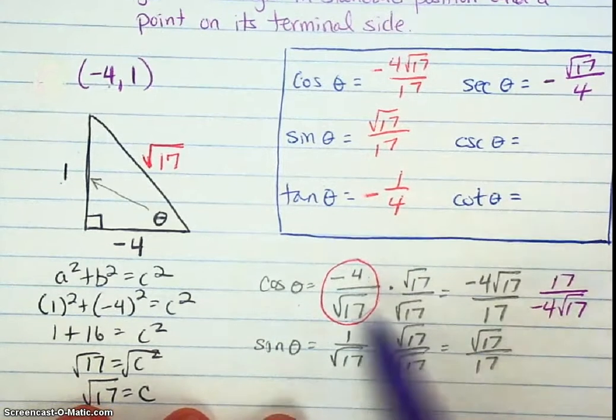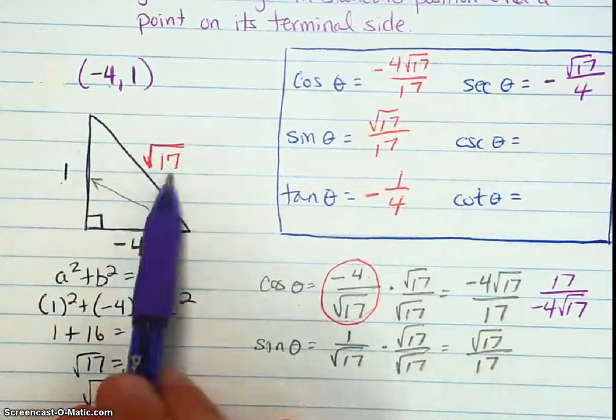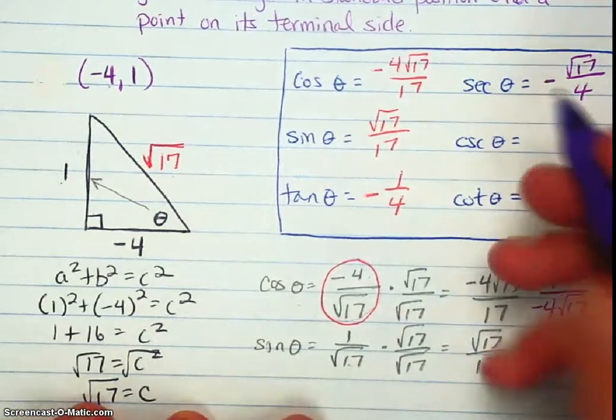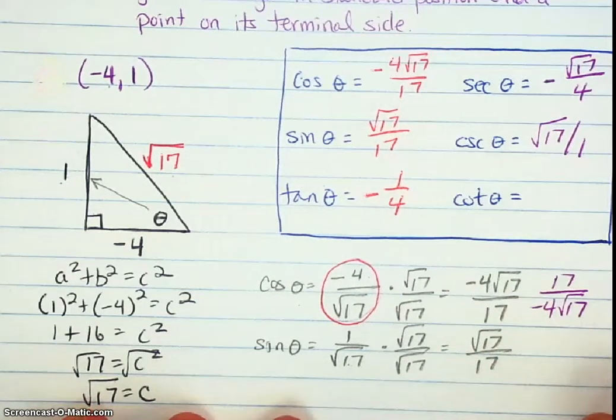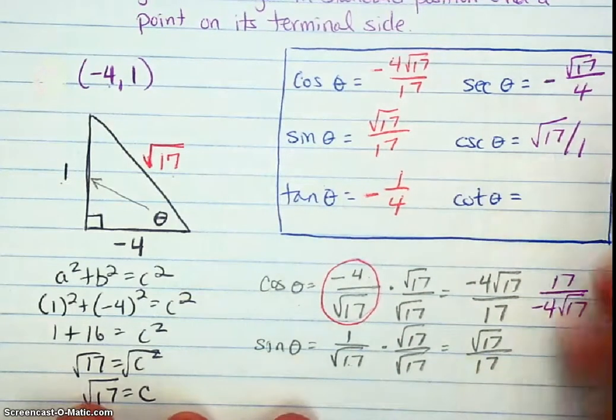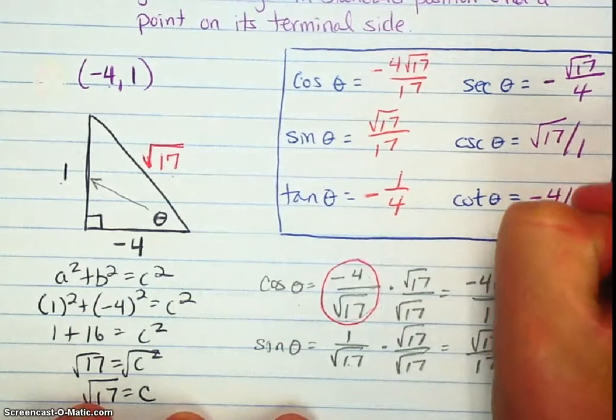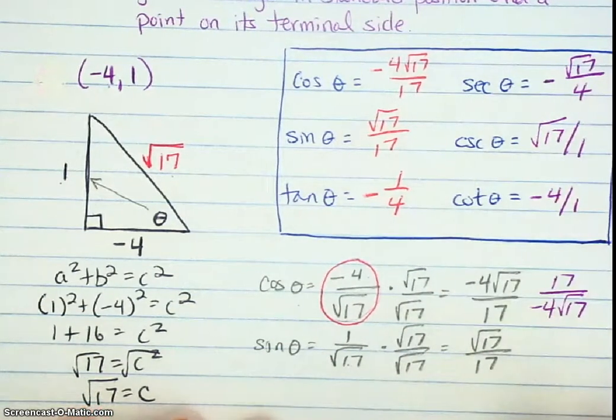Same thing for sine. I originally did 1 over square root of 17. So when I flip that, I get the square root of 17 over 1. And that's my cosecant. And then when we flip the cotangent, we get negative 4 over 1, or just negative 4.